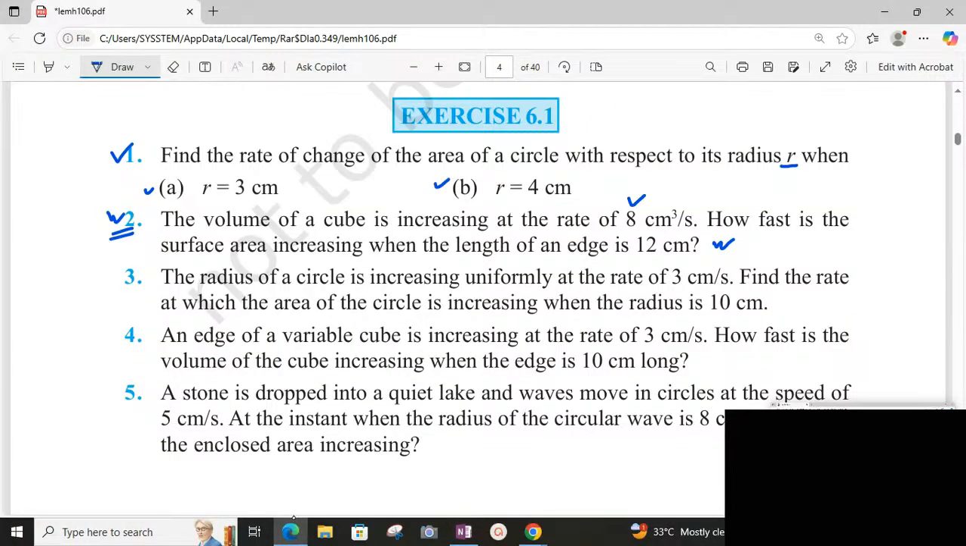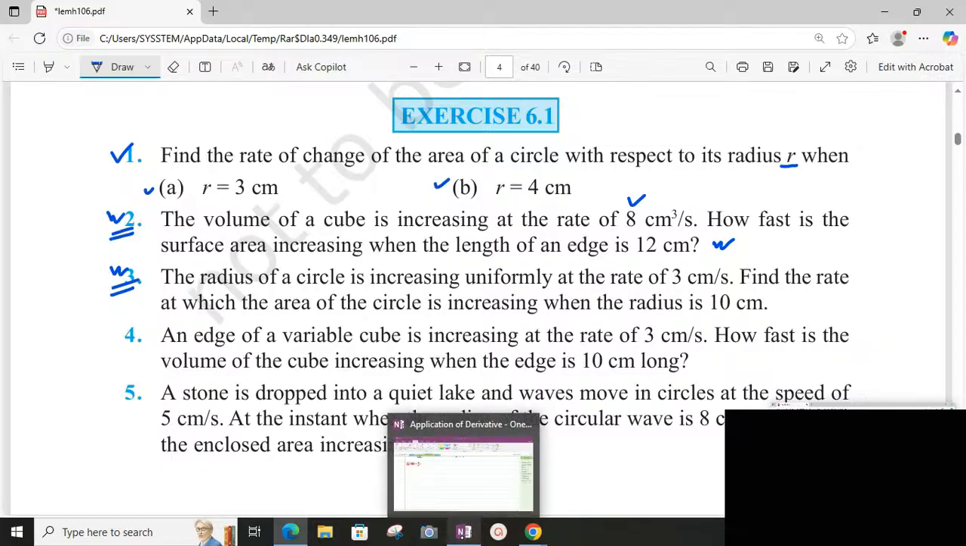So here is question number 3. Now I am going to read question number 3. The radius of a circle is increasing uniformly at the rate of 3 centimeter per second. Find the rate at which the area of the circle is increasing when the radius is 10 centimeter. It means from the question it is clear that dr/dt is given and it asks us dA/dt equals what, and r is given as 10 centimeter.